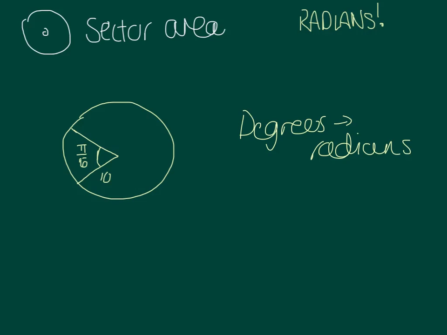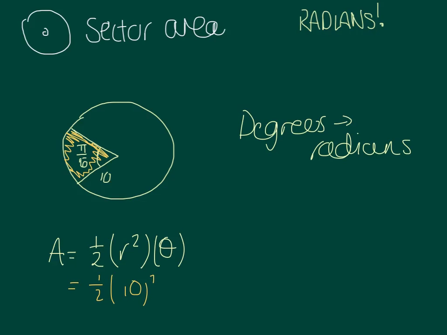Okay, so the sector area is a half r squared theta, and theta is always the angle that you've been given. So if I want to find this little area in here of my little slice, then I'm going to do a half of 10 squared times pi by 6. Now, depending on how they want you to give your answer, they might say to a certain number of decimal places, in which case you just put all of that in your calculator and off you go.